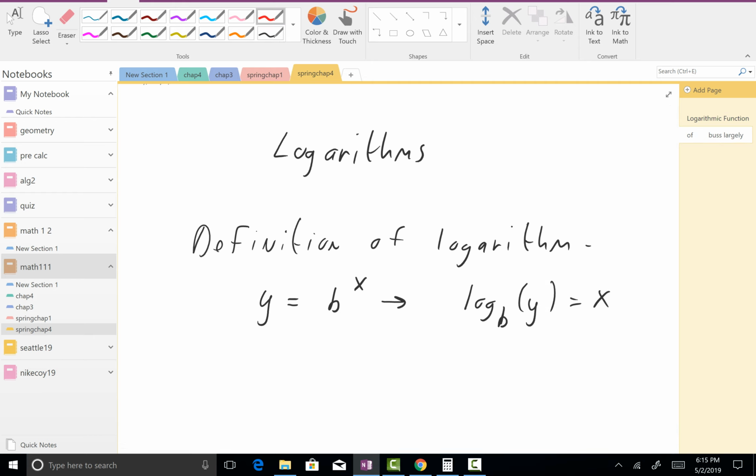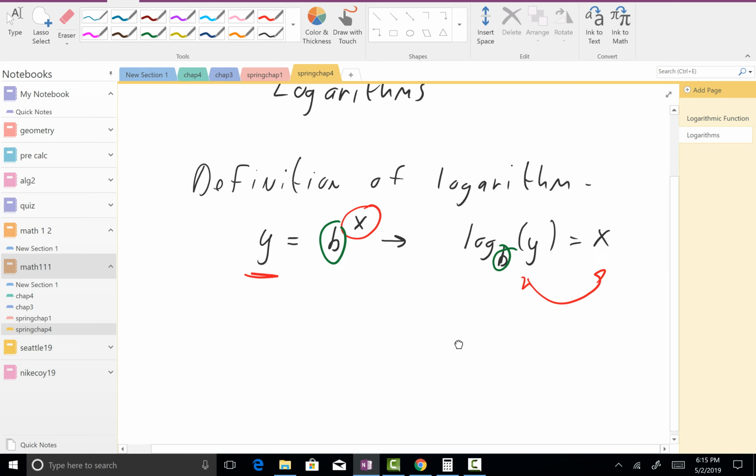So the domain and the range are switching. So here's the domain for this. Now that becomes the range for the log. And this is the range. Now that becomes the domain for the log. The base is the base. Okay? That's the definition of a logarithm.